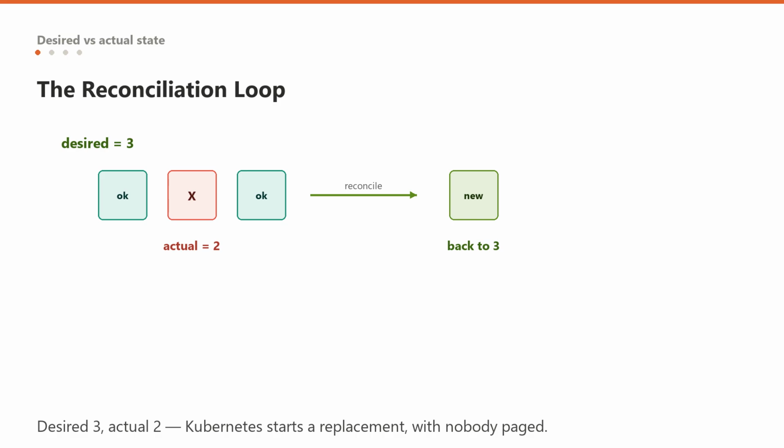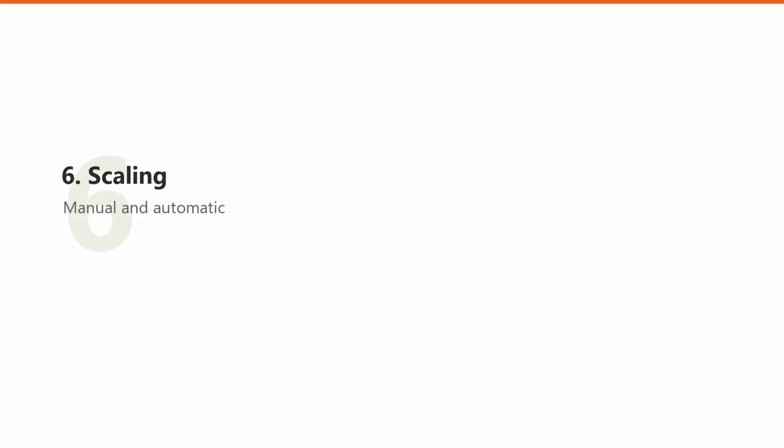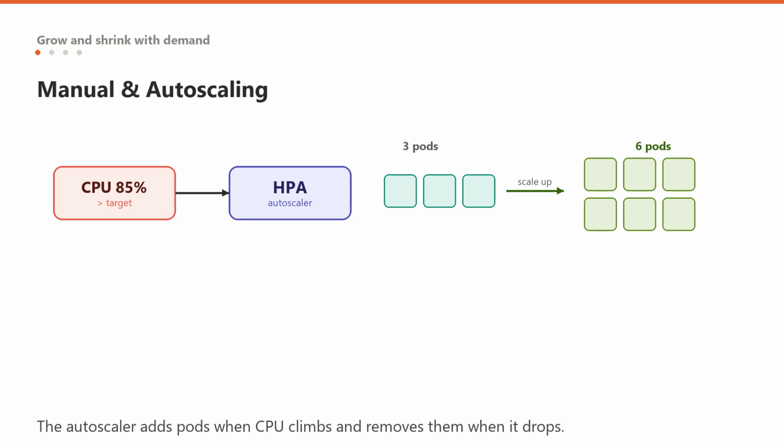This continuous, automatic drive toward the desired state is what people mean when they say Kubernetes is self-healing. Concept 6. Scaling. Scaling in Kubernetes comes in two flavors. Manual scaling is trivial. You change the replica count, and Kubernetes adds or removes pods. But the powerful one is autoscaling.